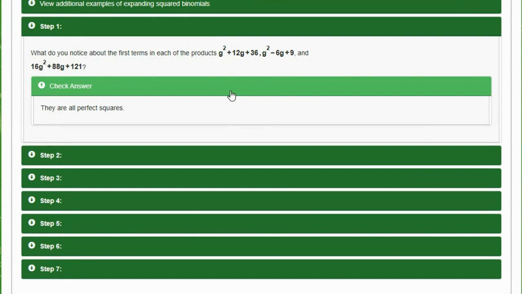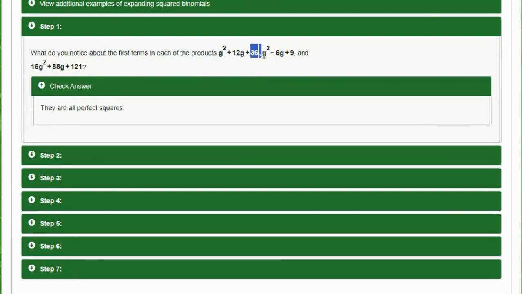All perfect squares. If you see that the first term and the last term are perfect squares, that's when you want to look and say, oh, wait a minute, maybe this is one of those things. If the first term and the last term are not perfect squares, it's not going to be a perfect square trinomial. There's no chance. So that's the first thing you have to see: the first term, like G squared, and 36, both have to be perfect squares. Then you're like, oh, there's a chance.